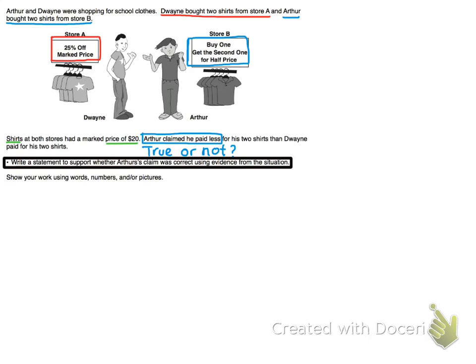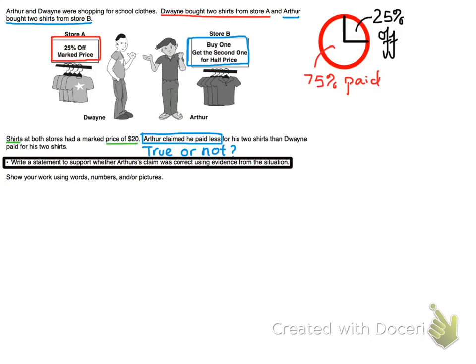So let's start by making a plan, right? We understand what's going on, but I need to make a plan. So my plan is I'm going to find out how much shirts cost at store A. I'm going to make a percent diagram, and I'm going to label this as 25% off, and also recognize that if there's 25% off the price, that means I had to pay 75% of the price. So my plan is to try and figure out what is 75% of 20.